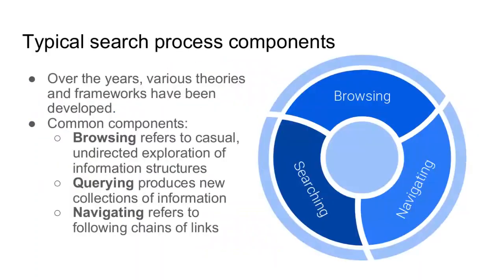Of course, if you look into literature, academic work on this, you will see that there have been various theories and frameworks that have been developed to describe the search process. I'm not going to go into detail here because there's not much time for this, but basically these search theories or frameworks usually consist of browsing, searching, and navigating. Browsing would be just casual undirected exploration of information structure, clicking on links. Querying would be what we just talked about, typing a search query into a search engine and looking at the results, and navigating would then be following chains of links. So it's a typical search process.